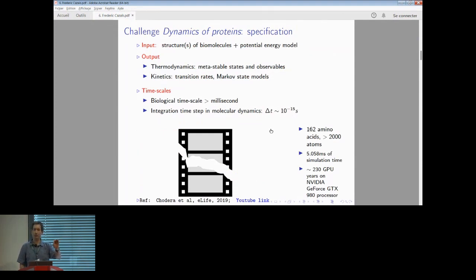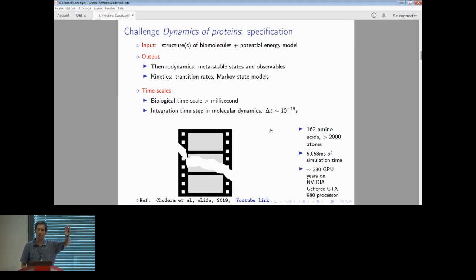And of course, if you want to study these phenomena using classical methods such as molecular dynamics, integration time steps are typically about femtoseconds. And so it takes, of course, a huge number of time steps in order to obtain the information you have. And so if you don't know this movie by John Codera and others, I encourage you to take a look at it. It's very nice because it's a simulation which, well, was obtained after 230 years of GPU calculations.